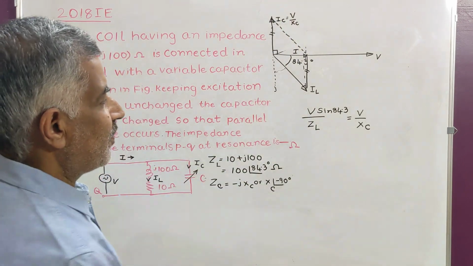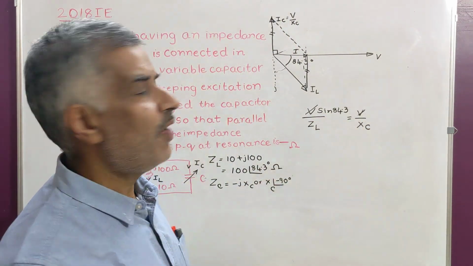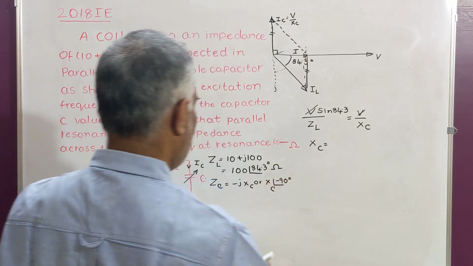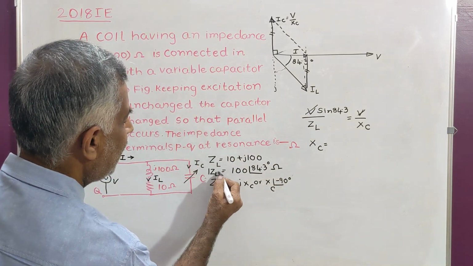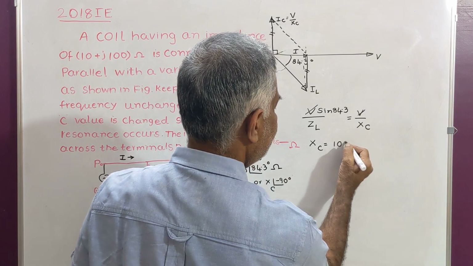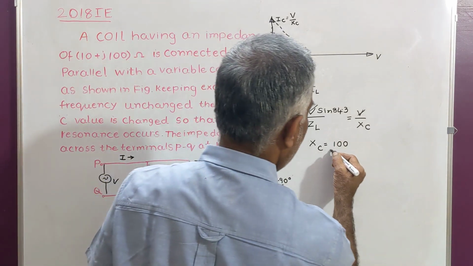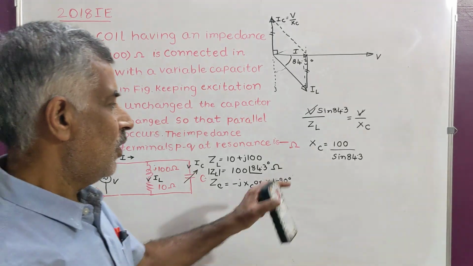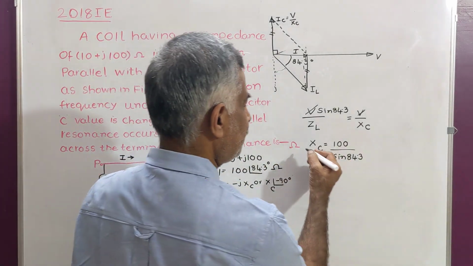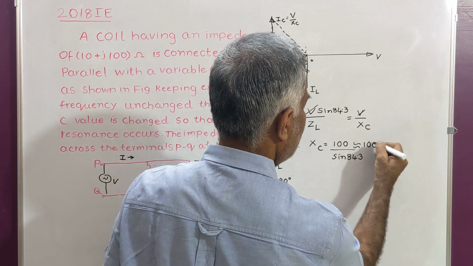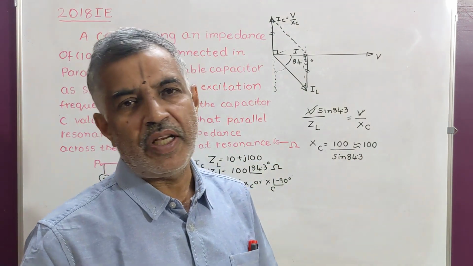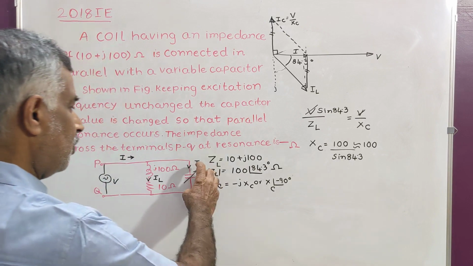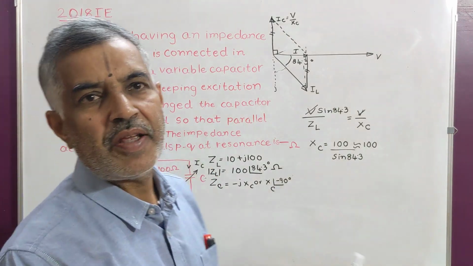The V's get cancelled because in this problem we don't know the V value. Now you calculate XC equal to the magnitude of ZL divided by sine 84.3, that is 100 by sine 84.3. Since it is very close to 90 degrees, I will make an assumption that sine 84.3 is approximately equal to 1. So XC is approximately equal to 100. You know this impedance; now calculate the impedance.